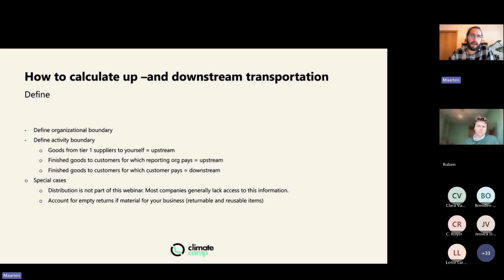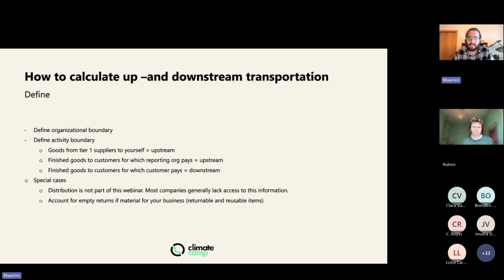Now, before we start calculating, it is important to define the organizational boundary for the simple reason that suppose you have multiple entities, suppose you have multiple sites, then there's a really important nuance as to internal transports moving from point A to point B, but still within the same organization. Or when we're talking about purchased goods coming from one entity within the group to another entity within the group. So it is really important for GHG calculations in general, but specifically also for transport, to really define what the organizational boundaries are.